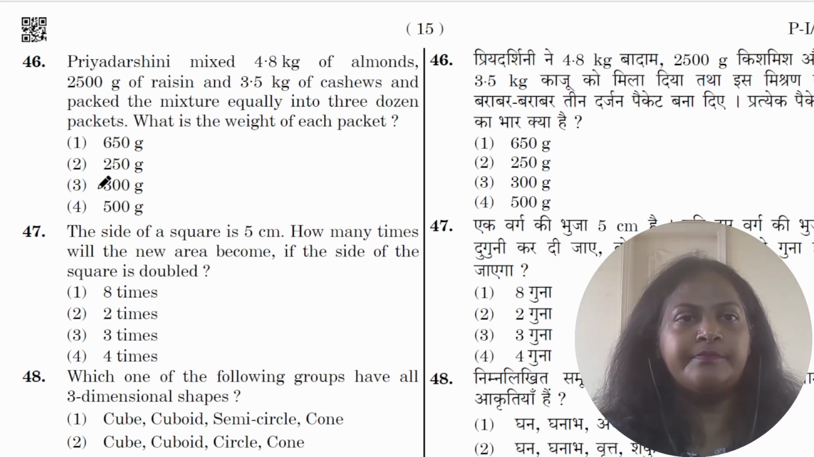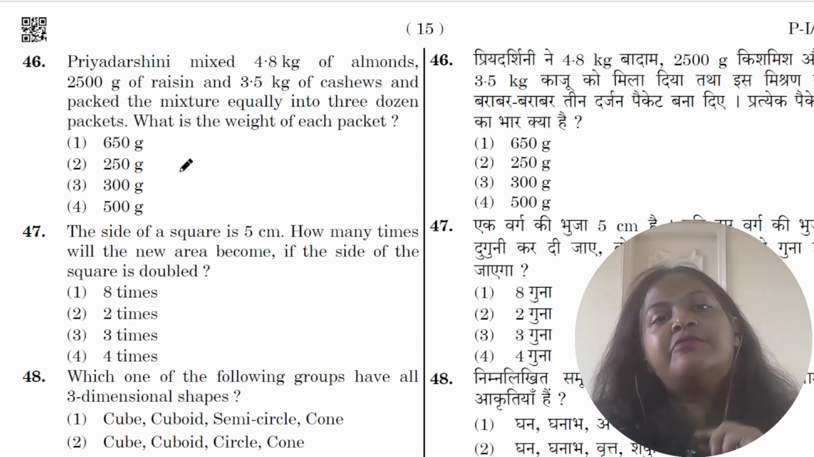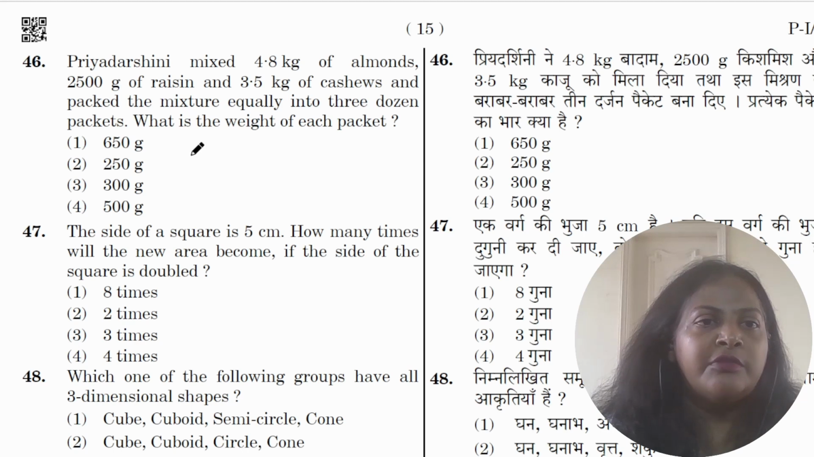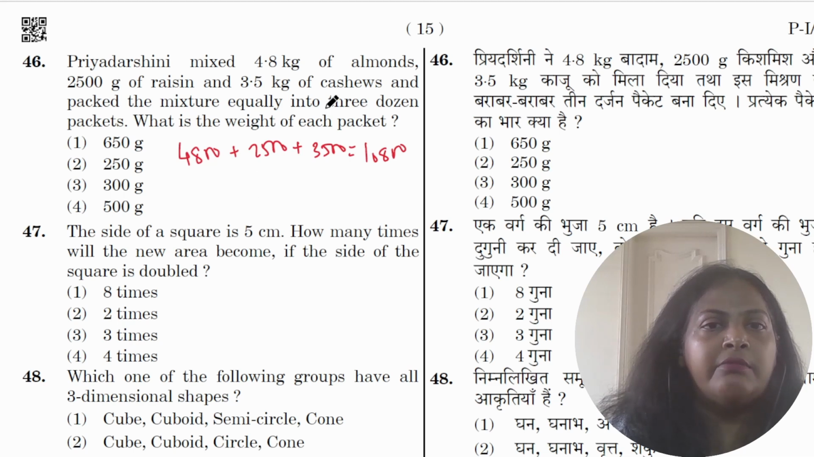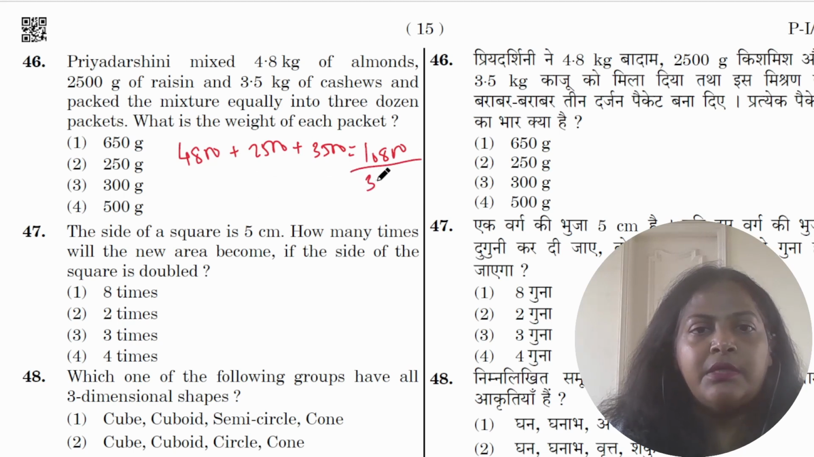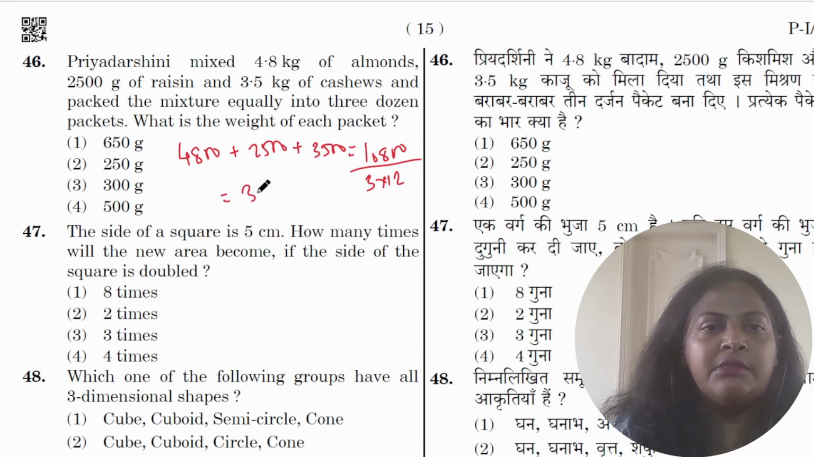Question 46. Priyadarshini mixed 4.8 kg of almond, 2,500 grams of raisin, and 3,500 grams of cashew, and packed the mixture equally into 3 dozen packets. What is the weight of each packet? So we'll convert all of them into grams. 4,800 plus 2,500 plus 3,500 is equal to 10,800. This has to be divided by 3 dozens, which gives us 300 grams. So the correct answer is 300 grams.